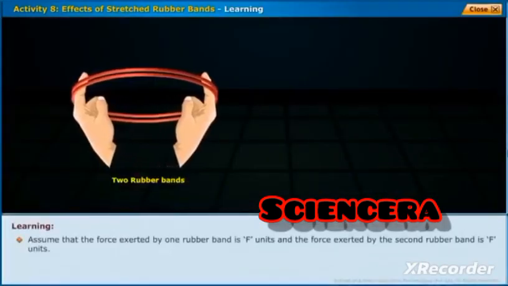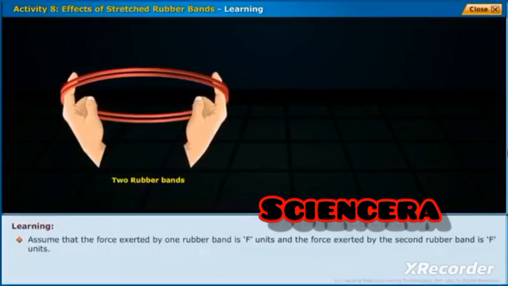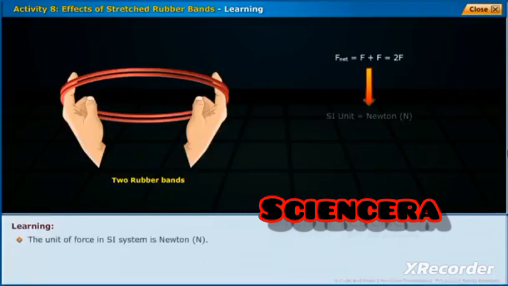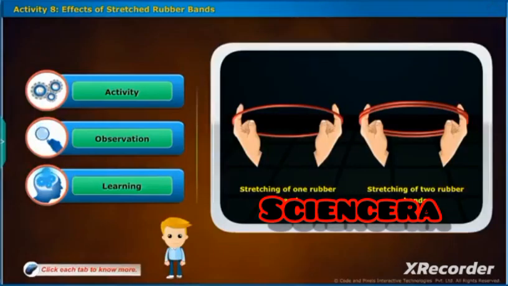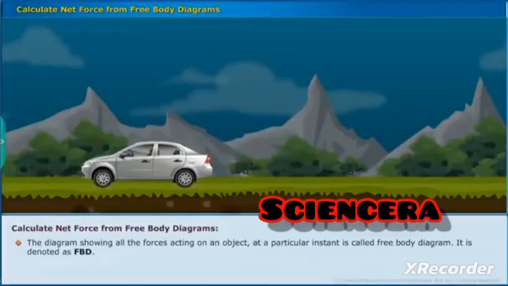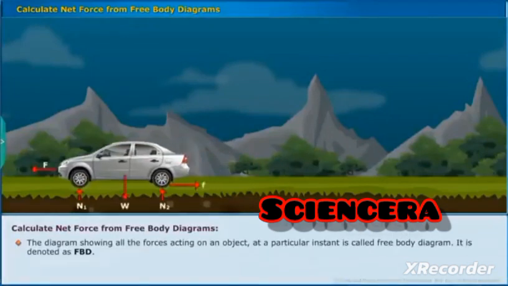Assume that the force exerted by one rubber band is F units and the force exerted by the second rubber band is F units. Then the net force of two rubber bands is shown on the screen. The unit of force in the SI system is Newton, N. The diagram showing all the forces acting on an object at a particular instant is called the free body diagram.